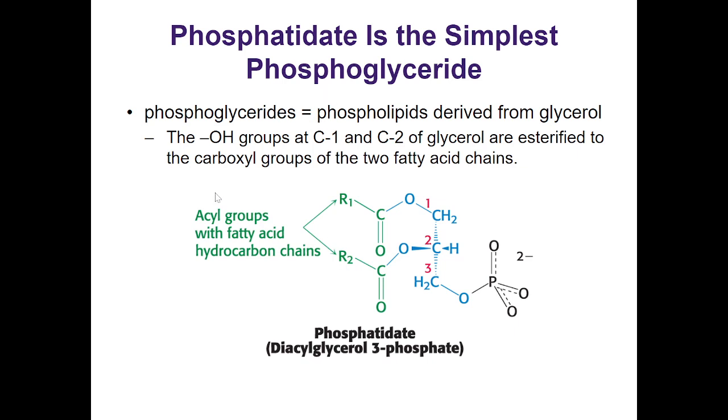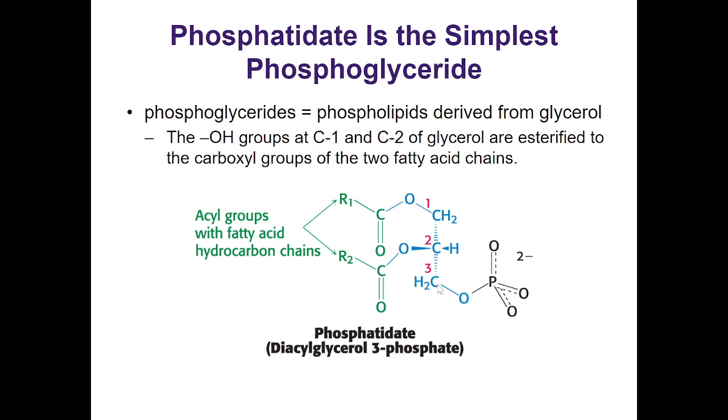The OH groups, C1 and C2 of the glycerol, are going to be esterified to the carboxyl groups of the two fatty acid chains. And so here we can actually see that we've made esterification or ester linkages like we did in organic chemistry, right? And those are our acyl groups. Again, these are our acyl groups. They're going to have the fatty acid chains here. It is a convention to just label these chains with R groups of some sort and not write out the whole things because they're very long, right?